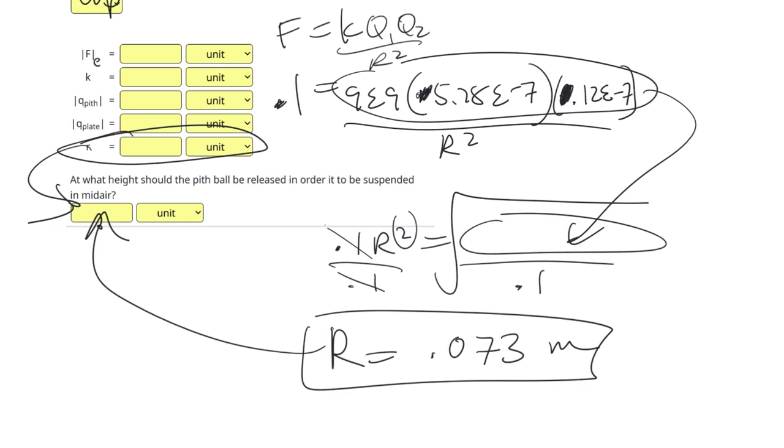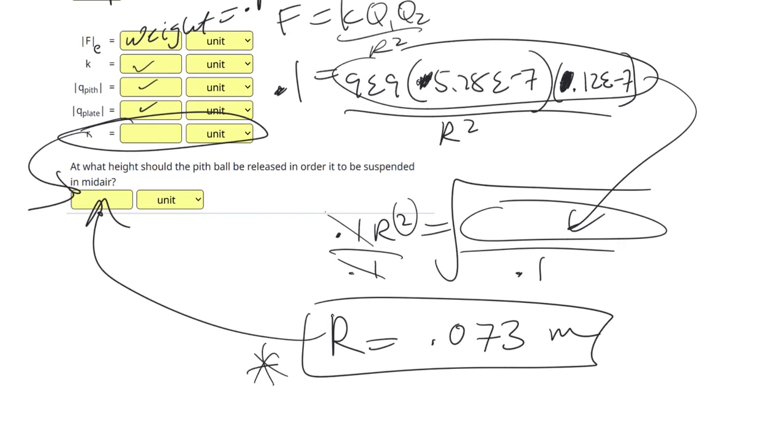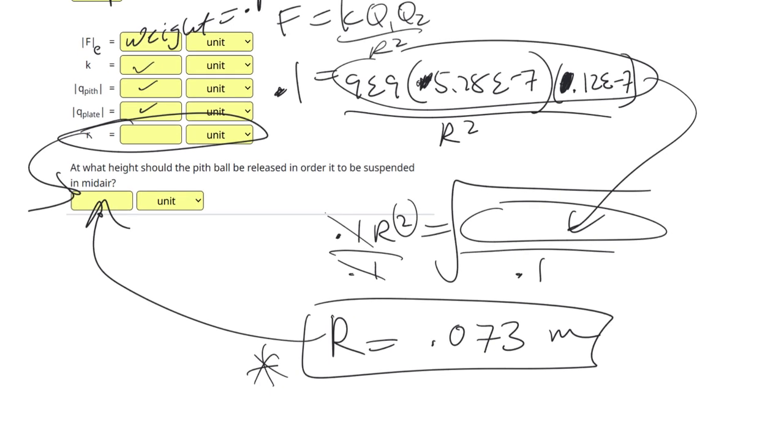So the electrical force up here has to equal the weight of the ball, which is 0.1. The K, these are all given. R is what we solved right here. Okay, so that should do it. We're done. Let me just double check something. Okay.